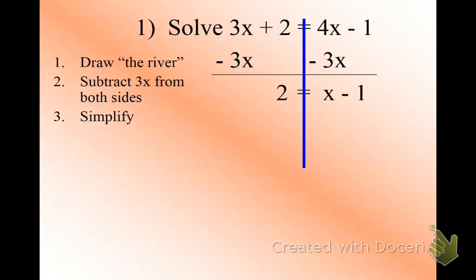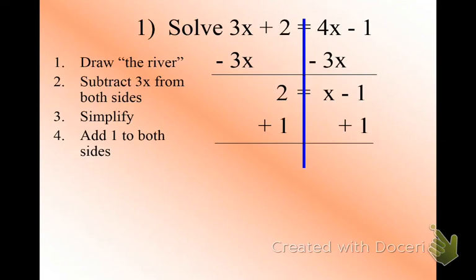And now this becomes a one-step equation, just like we had before. So we want to get x all by itself. We want to isolate x. So in order to do that, we're going to get rid of that negative 1. So we think, okay, what's the opposite of negative 1? Positive 1. So we're going to add 1 to both sides.